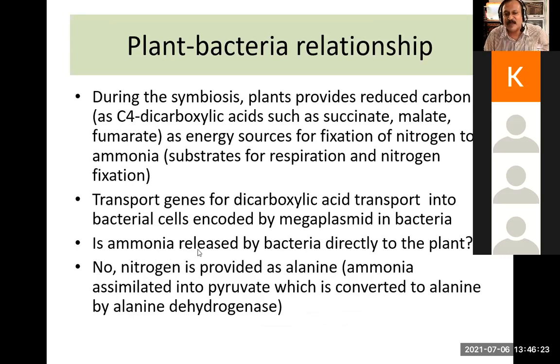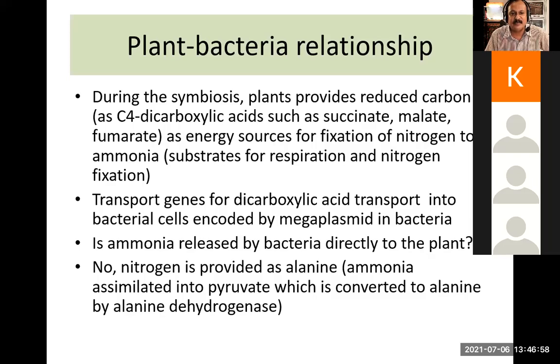Then another thing: is ammonia released by the bacteria directly to the plant? And the answer is no, because nitrogen must be converted into ammonia, but this ammonia cannot be directly taken up by the plant. In fact, it is converted into alanine or some other amino acids. These amino acids, alanine or glutamine, for example, are eventually taken up by the plants, and then the other amino acids will be made by using these amino acids as the basic raw material. So with that slide, this particular topic is concluded. If you have any questions, you can ask me.